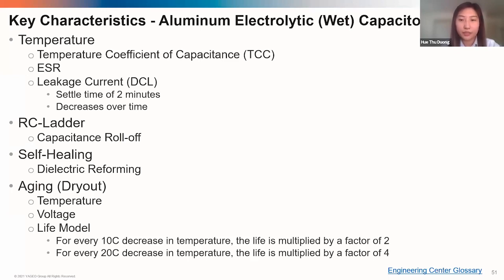And then we do have two rules for life expectancy. So for every 10 degrees drop in temperature, the life is multiplied by a factor of 2. For every 20 degrees decrease in temperature, the life is multiplied by a factor of 4.